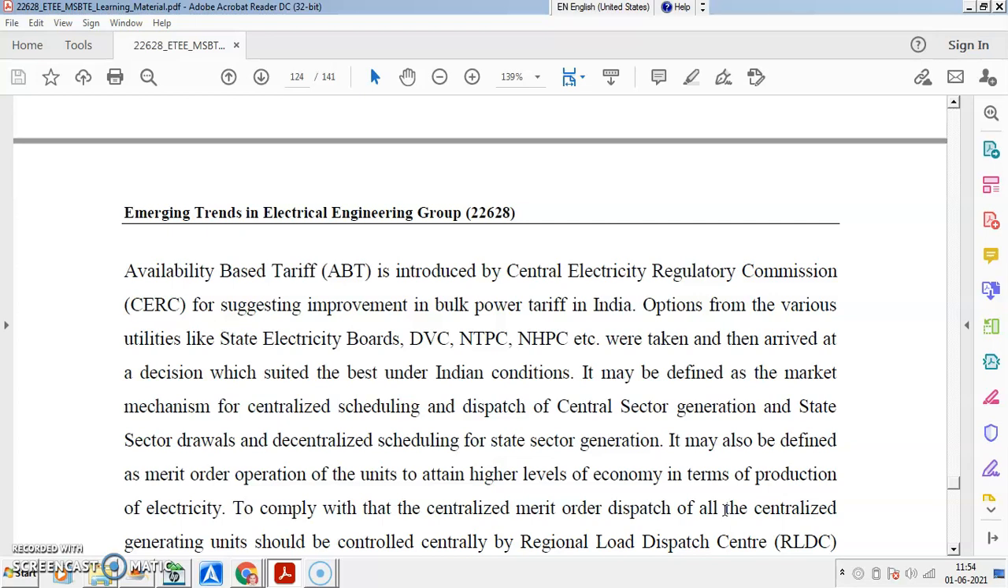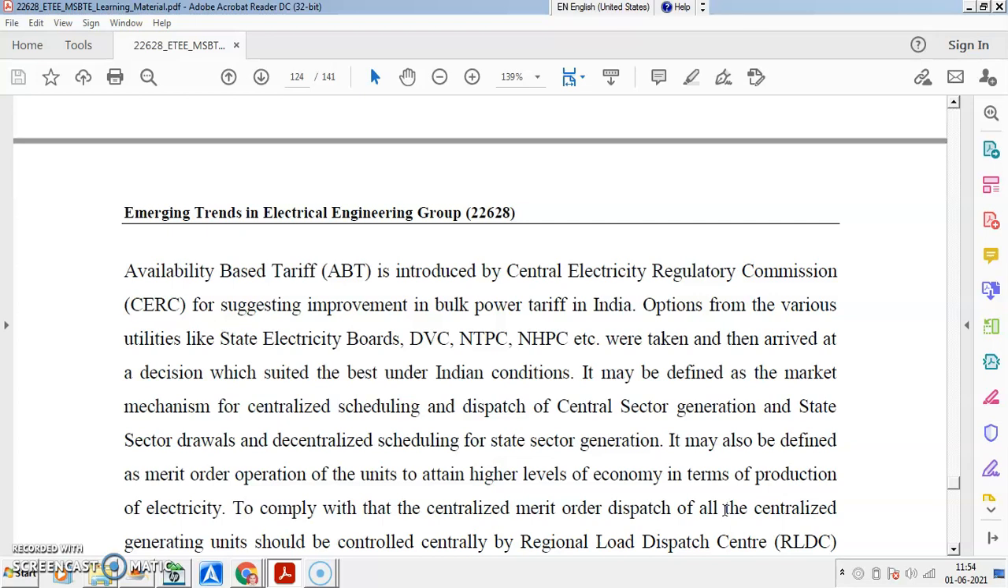It may be defined as a market mechanism for centralized scheduling and dispatch of the central sector generation and state sector withdrawals, and decentralized scheduling for state sector generation.